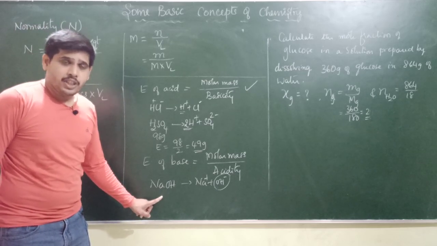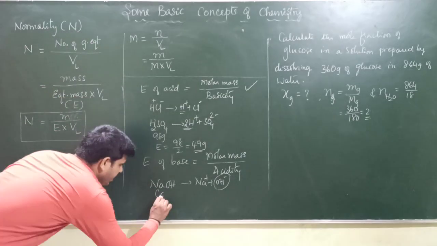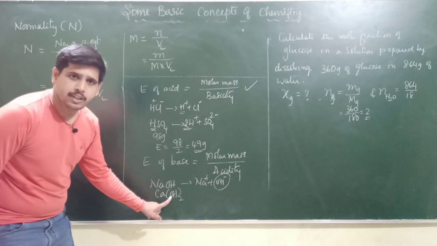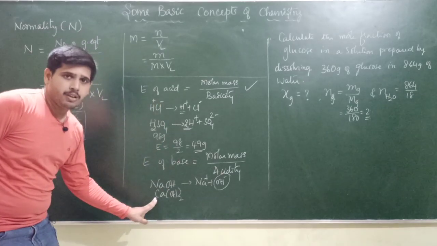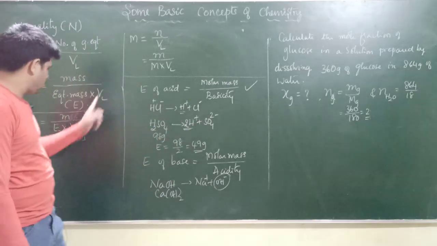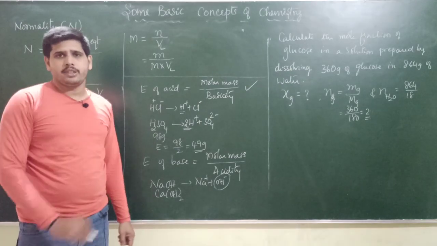Calcium hydroxide, if I take, I'm not writing it, please understand that. Okay, I'll write it for your sake. Ca(OH)2. Now how many OH minus ions are there? 2. Therefore what is the acidity? 2. So for calcium hydroxide, its molar mass is to be divided by 2 to get the equivalent mass, and thereby the normality. So this relation is to be remembered.